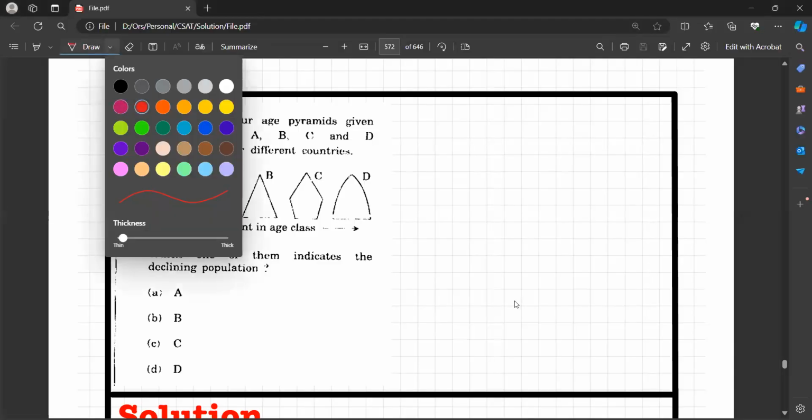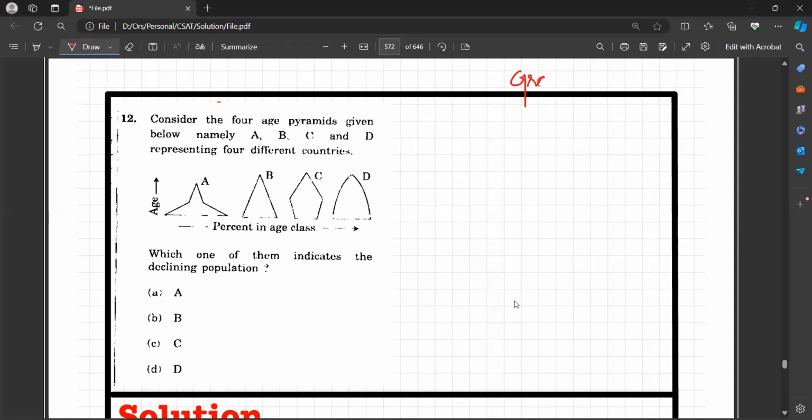Welcome to this new topic of this PYQ series, that is graphs. Let us begin with question number 1.